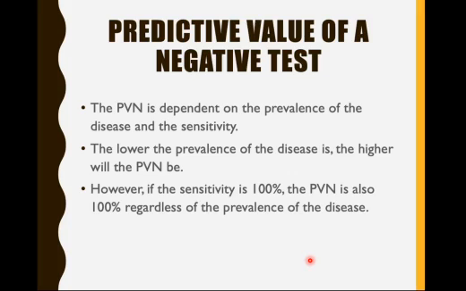Because if the sensitivity is 100%, we told you that the complementary of sensitivity is false negative rate. So the false negative rate is 0, meaning there is no false negative rate when the sensitivity is 100%. So that when a person tests negative for the disease, then it must be truly negative. It must be truly negative because there is no false negative rate.